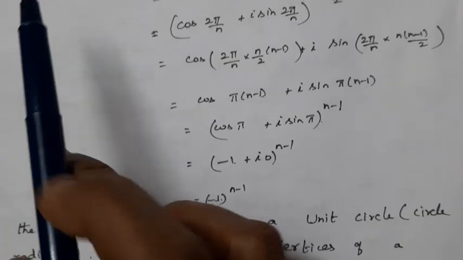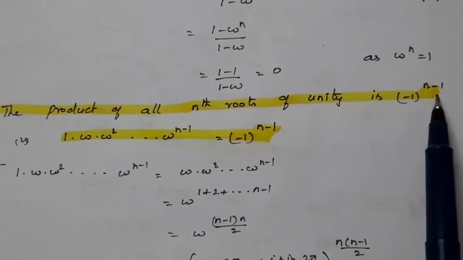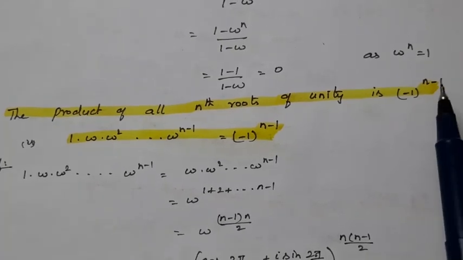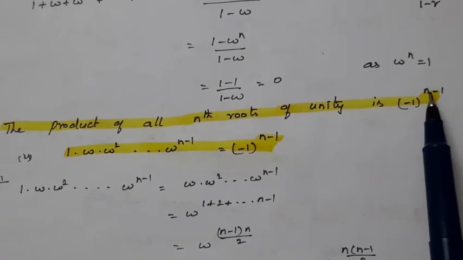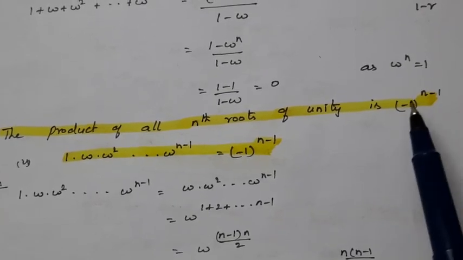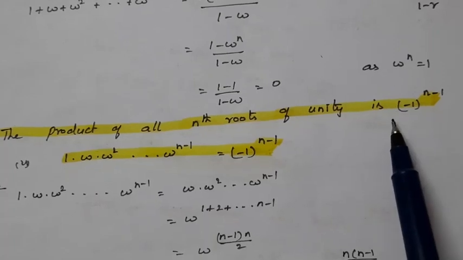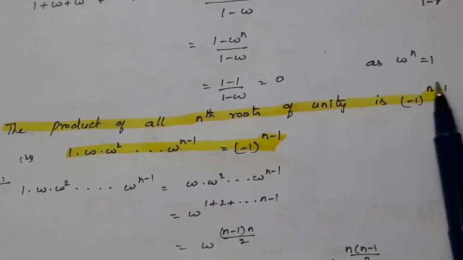So, what is the product of all the nth roots of unity? It is equal to (minus 1) to the power n minus 1. So, according to n being even or odd, the value will change to minus 1 or plus 1. It will fluctuate from minus 1 to plus 1, but the sum is always 0 and the product will be either minus 1 or plus 1 according to the value of n.